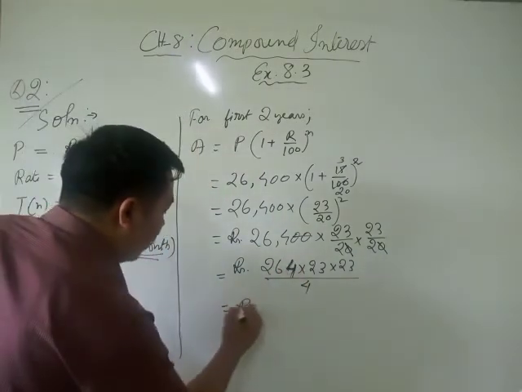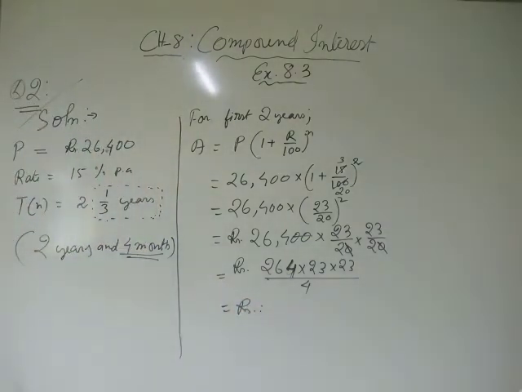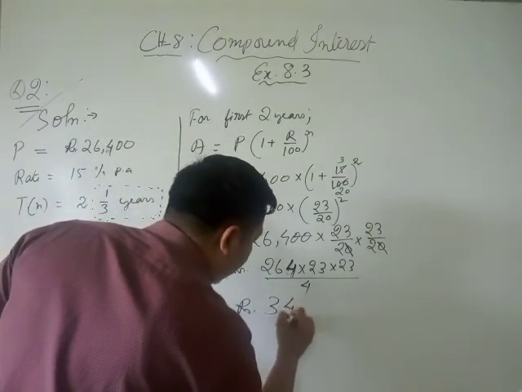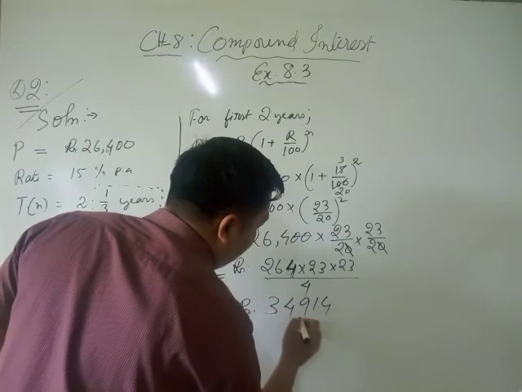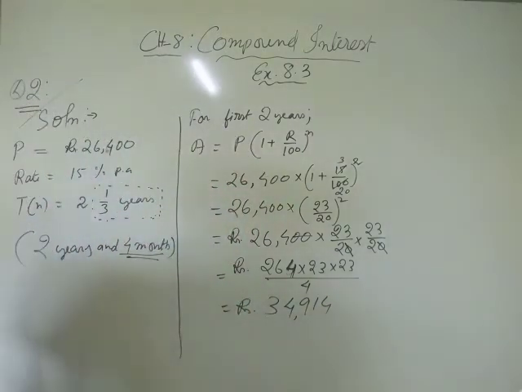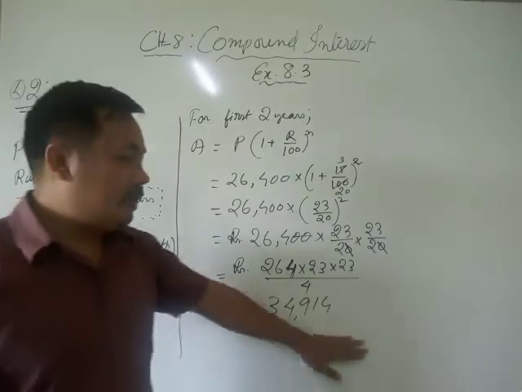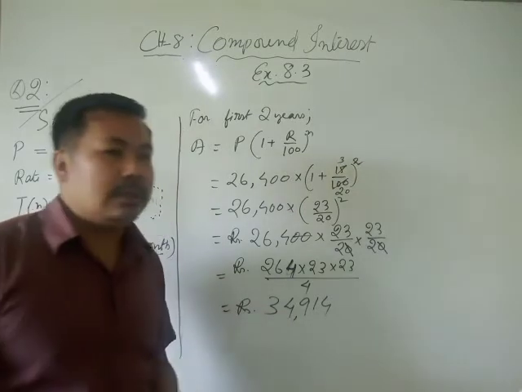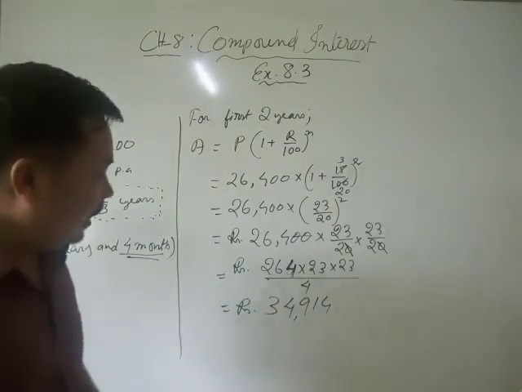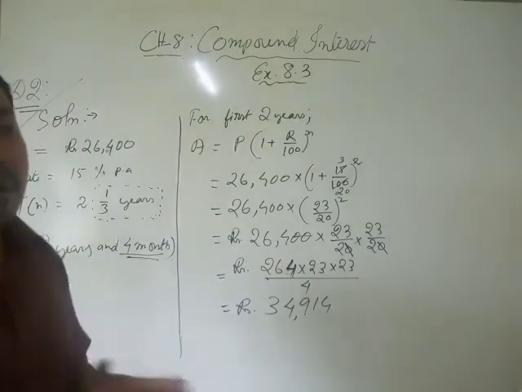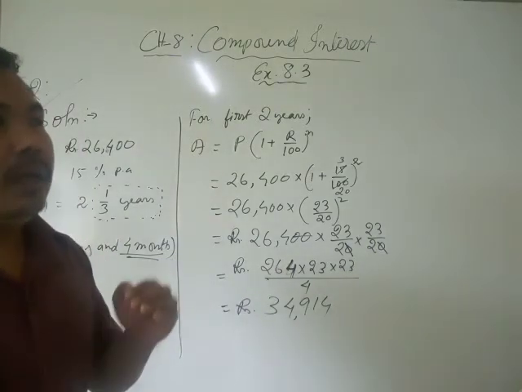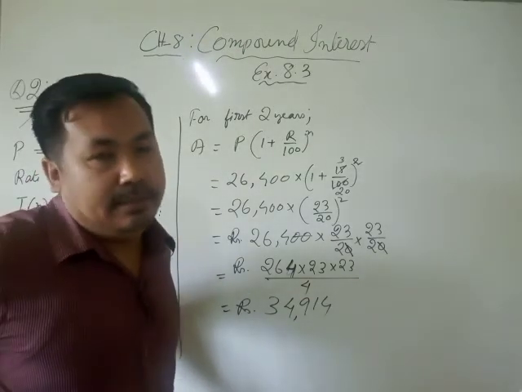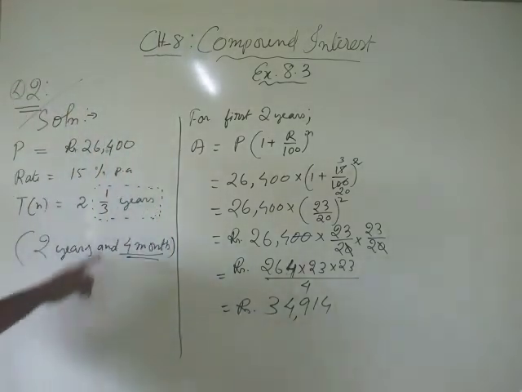So now we get how much? Let us see. We get 34,914. The amount is 34,914 we are getting here. So I just calculated. So we got here 34,914 as the amount of the first 2 years. This amount of 2 years will become the principal of the next year. Next year means not a year, but it's 1/3 of the year.